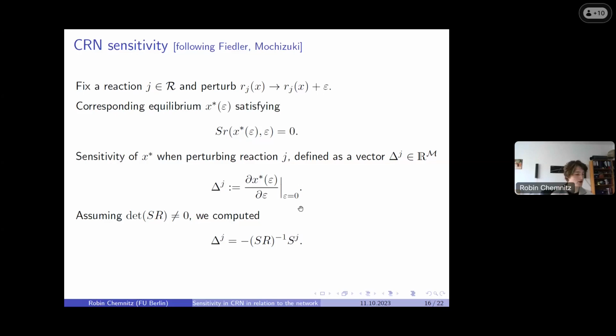Also, the reason why I skipped this is that this is none of my work. This is in these works by Fiedler and Mochizuki. I have a reference in the end. So this is where they developed this kind of approach and also found this degeneracy condition and made this computation. It's again an application of the implicit function theorem.